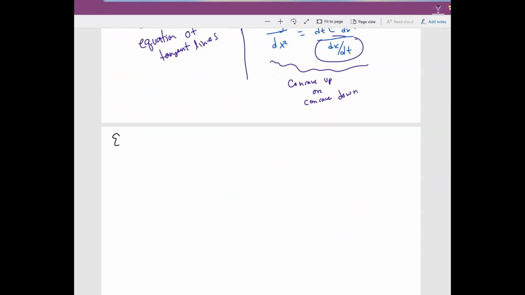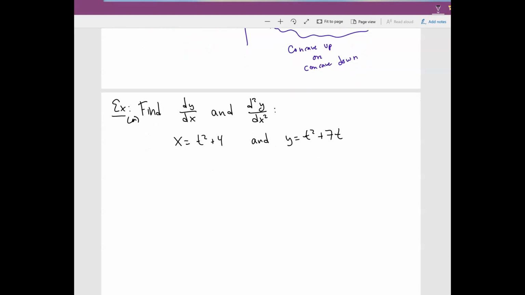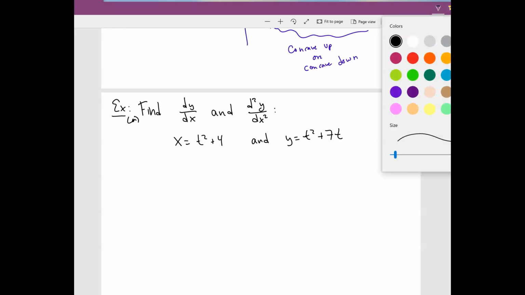Let's say we want to find dy over dx and d squared y over dx squared. This will be part A. We have x equals t squared plus 4, and y equals t squared plus 7t. The first thing we want to do is find the first and the second derivative. Let's start off with the first derivative.